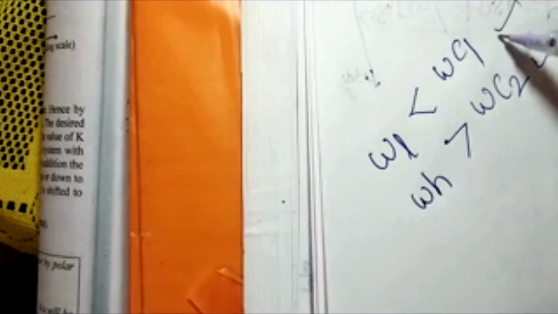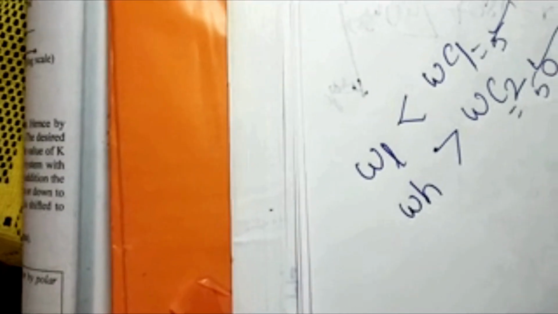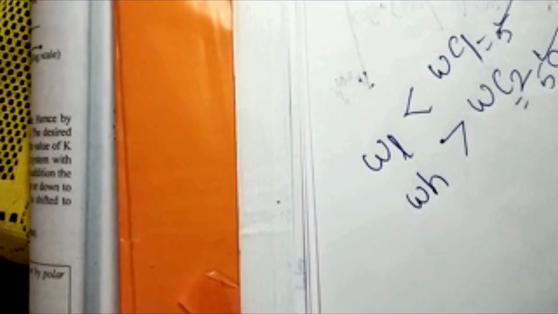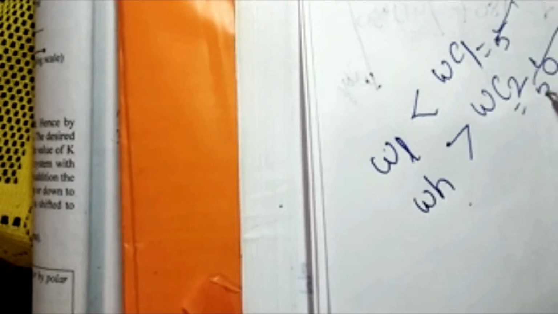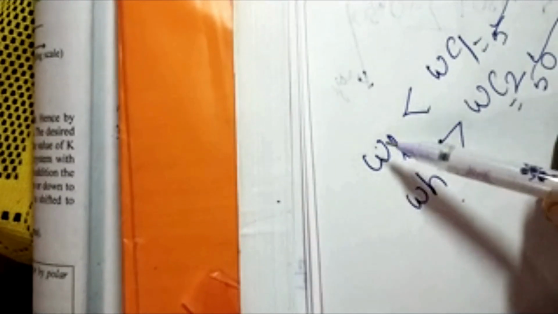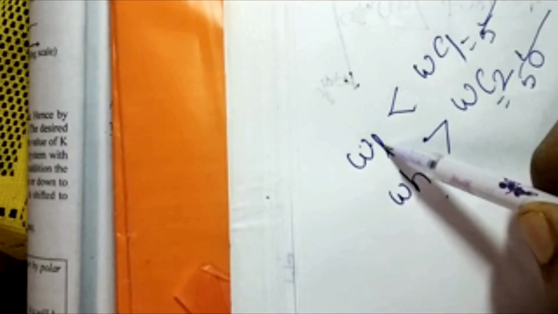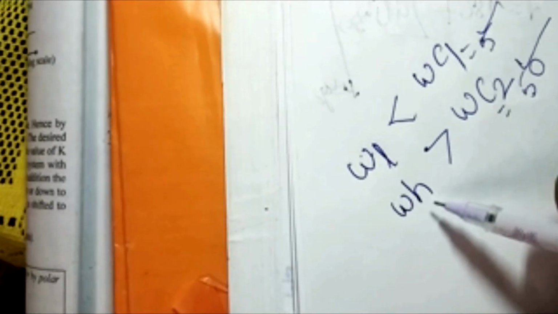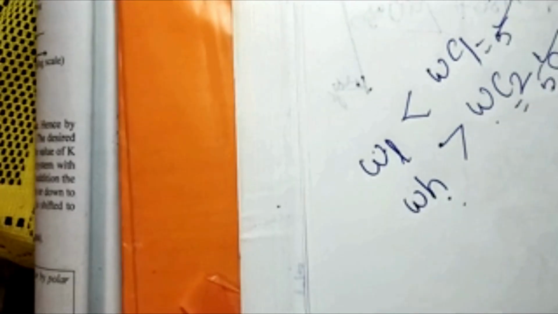What do you mean by C1 and C2? C1 is the lowest corner frequency, C2 is the highest corner frequency. Here the C1 value is 5 for our problem and the C2 value is 50. So any values can be chosen, but the condition is omega L must be less than 5, omega H must be greater than 50. I'll repeat, choose an arbitrary frequency which is less than the lowest corner frequency, represented by omega L, and choose a frequency omega H which is greater than the highest corner frequency.